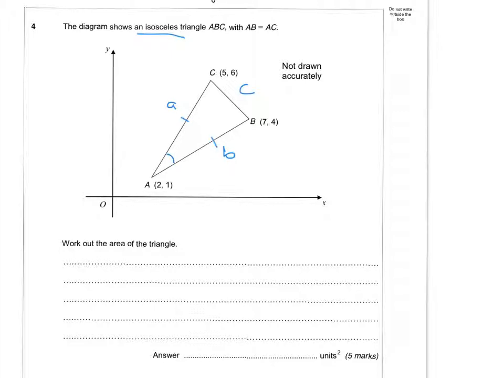But I'm going to use the fact that it's isosceles to turn it into two right-angled triangles and that midpoint, and then I have to find the length of the red line and the length of the base, and then it's a half base times height. So the base is BC, which is equal to the square root of 2 squared plus 2 squared, which is the square root of 8.